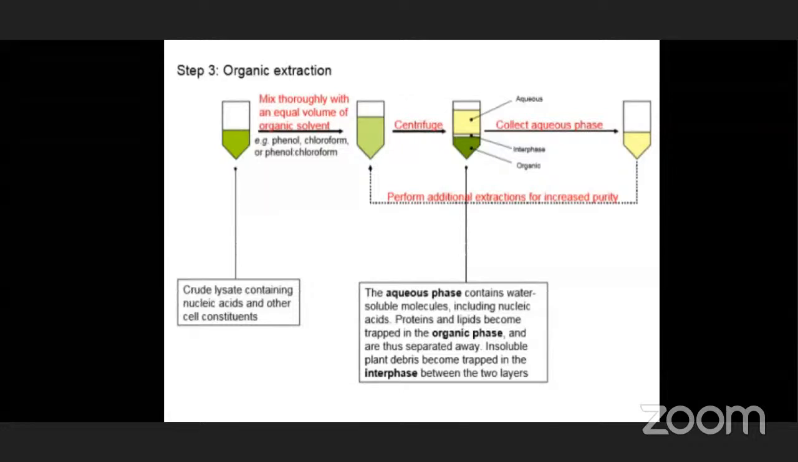The next stage is centrifugation. By centrifugation, the aqueous phase contains water-soluble molecules, including nucleic acids. This aqueous phase contains water-soluble molecules, and those molecules contain nucleic acids. Also, proteins and lipids become trapped in the organic phase. These are trapped and thus separated away. Insoluble plant debris becomes trapped at the interface between the two layers.